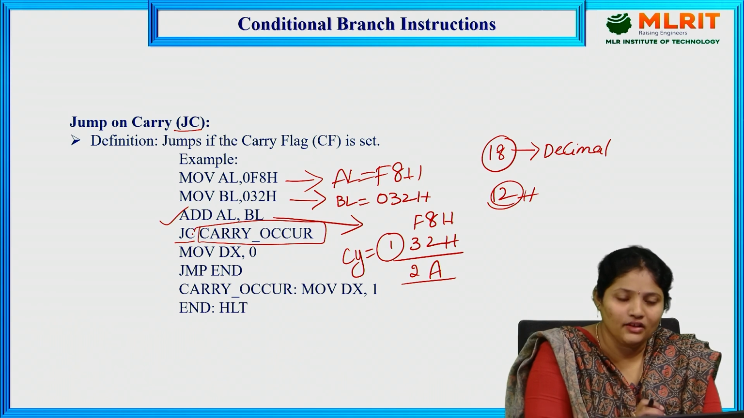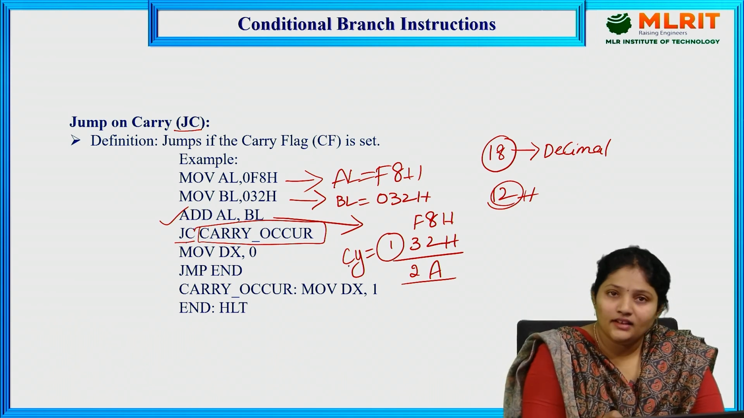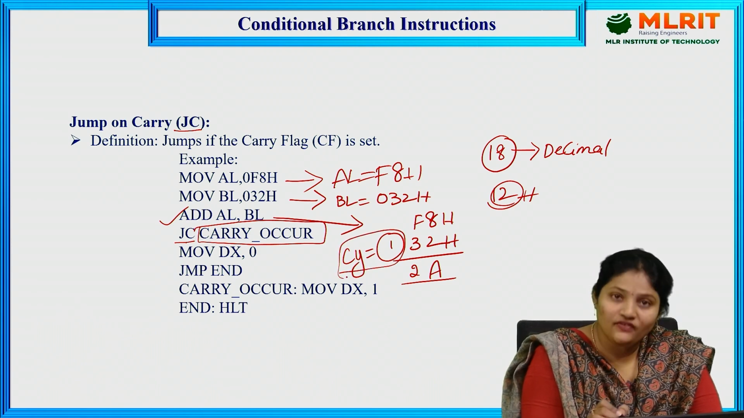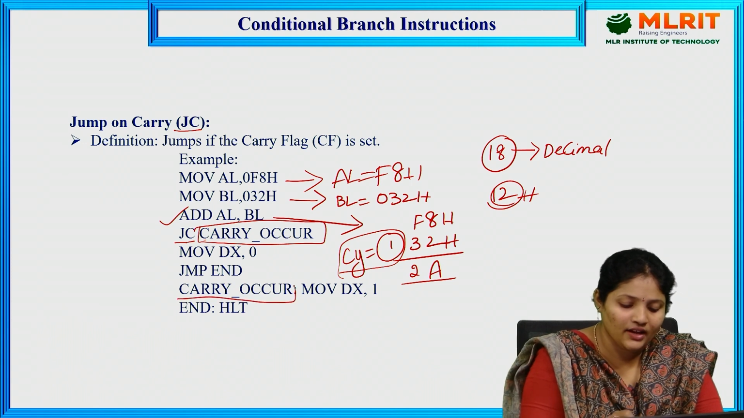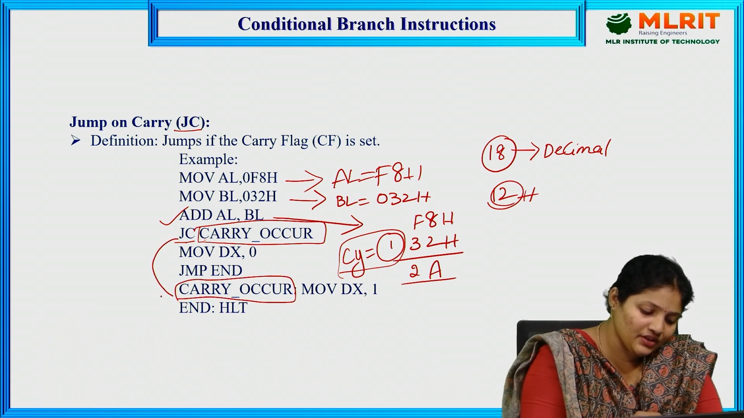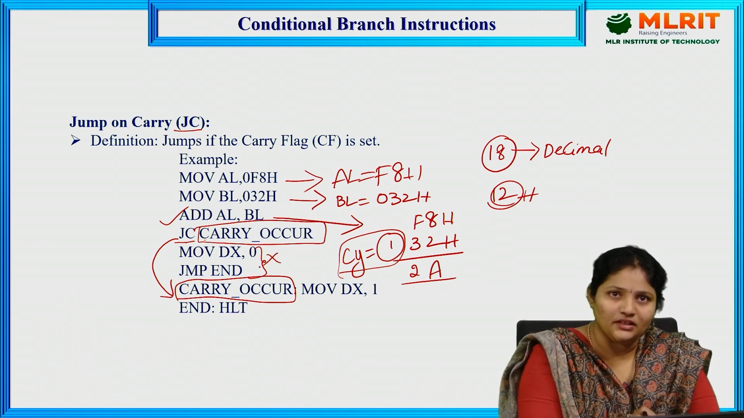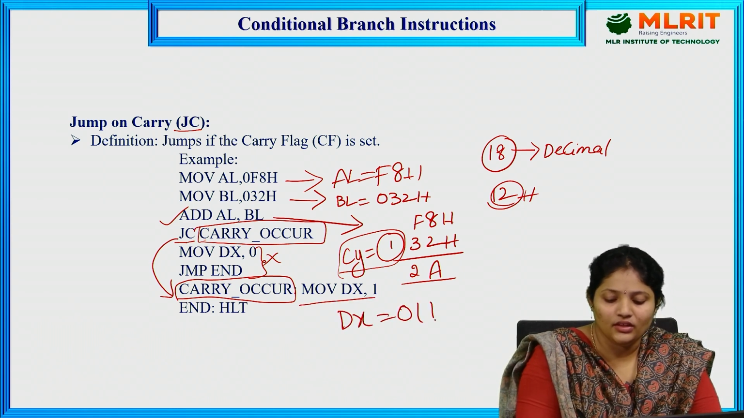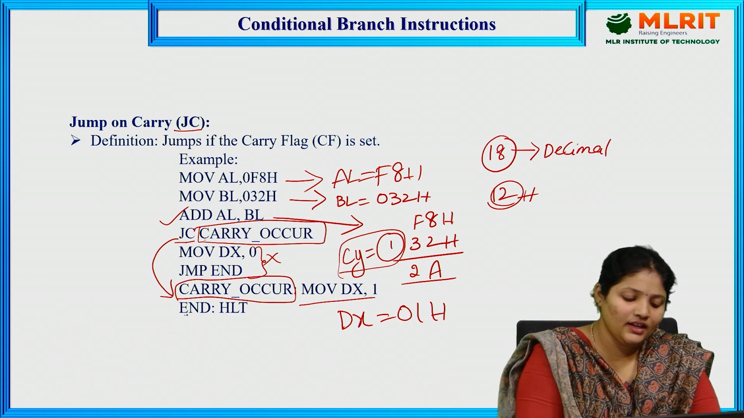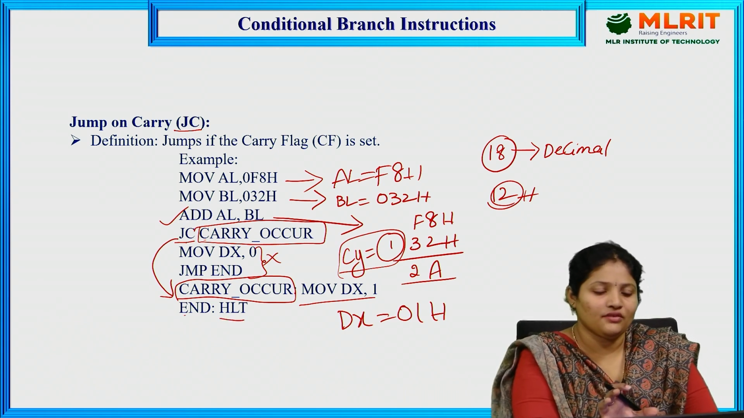This is the label I have given. So when carry is there, while we are checking, yes, the carry flag is enabled. Now the transfer will be moved to the label carry occurs. So after the jump instruction, it will move there. So these 2 instructions will never get executed in this particular program. Okay. So now coming to what it will do. Next, the output DX register will be filled with the 0-1 data. So next, halt. So this is how the conditional or unconditional branch instructions will work.